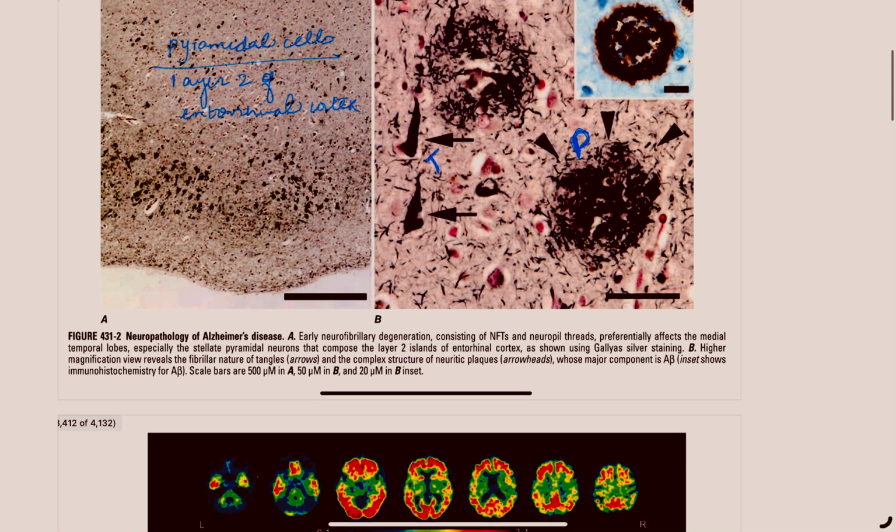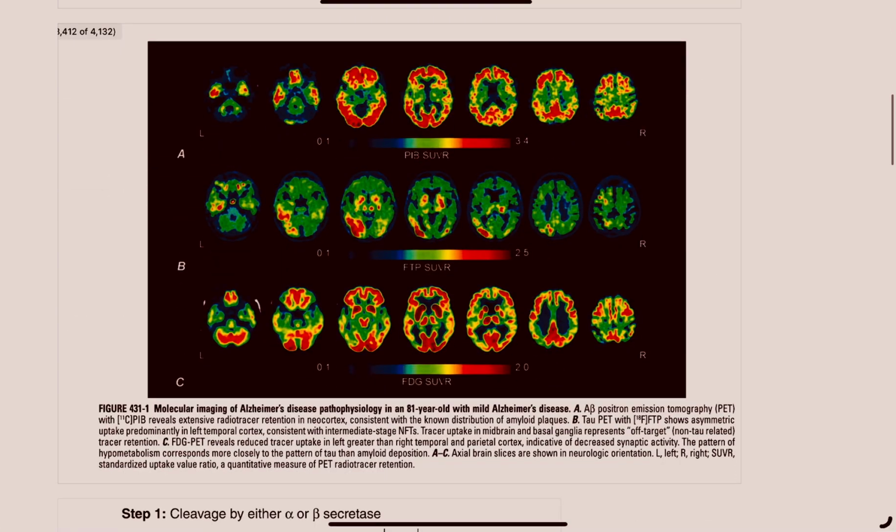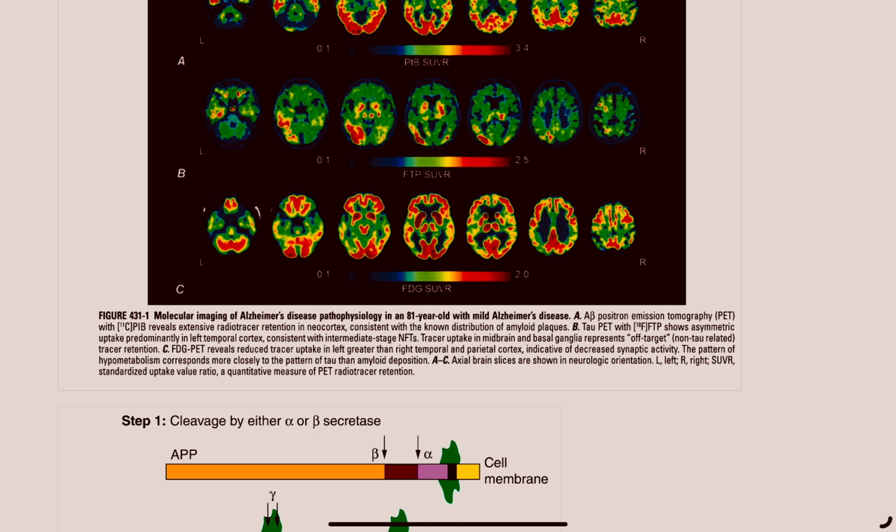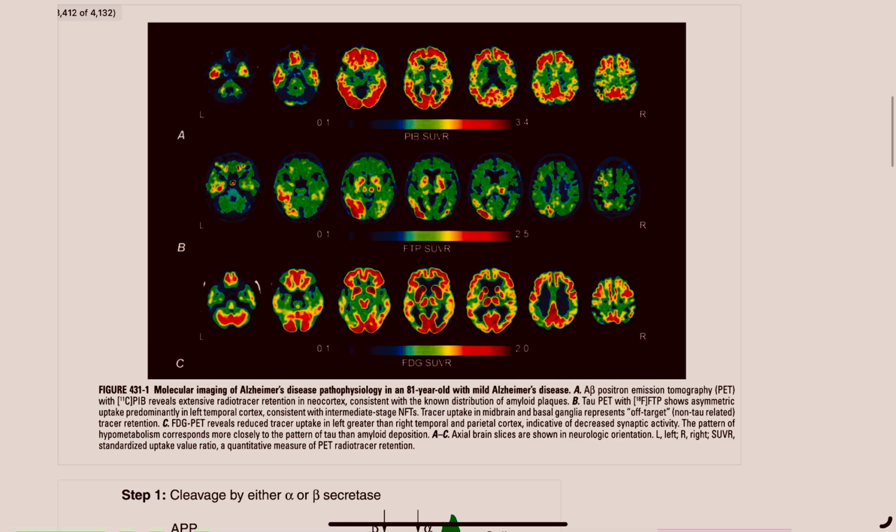Then, can you see this PET image? This PET image shows PiB SUVR, which shows amyloid uptake. FTP SUVR shows you neurofibrillary tangles, and FDG SUVR shows you glucose uptake. As you can see, yellow and red show higher activity and blue and green show lower activity.